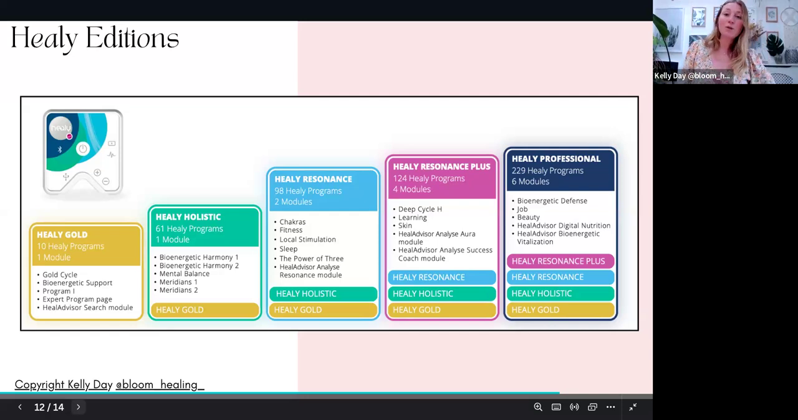And then with the Professional, you get all of that plus some extra programs. You get bioenergetic defense. You get Job, which is actually stress programs. You get beauty. You get a huge digital nutrition module with that, which is all the vitamins and supplements that you can vibrate frequencies to yourself or to others. And you also get bioenergetic vitalization, which works with the stem cells. So the Professional is the top model. And if you can stretch to that, that is always the best one to get.